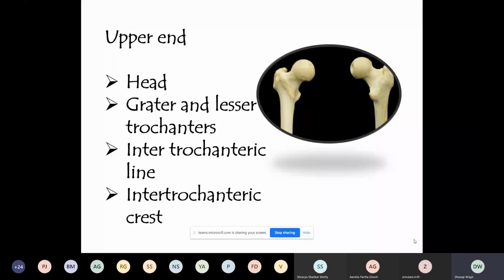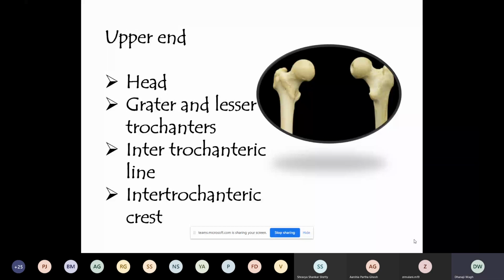Now you can see in this diagram there is a head which has a smooth articular surface. At the center you can see there is a depression. This is called the pit or fovea. It is just below and behind the center of the head.